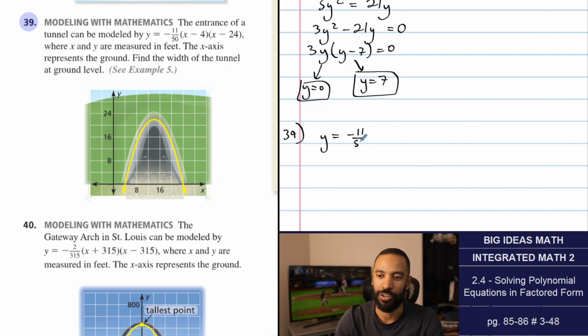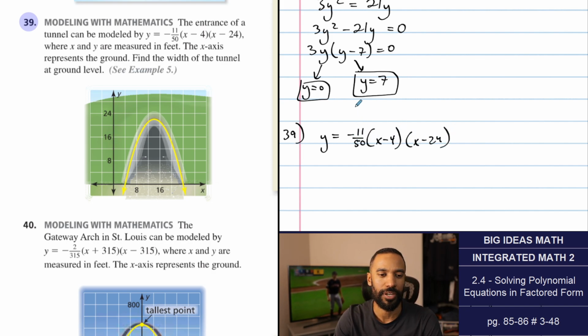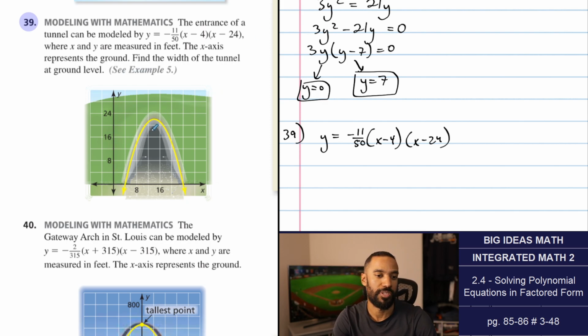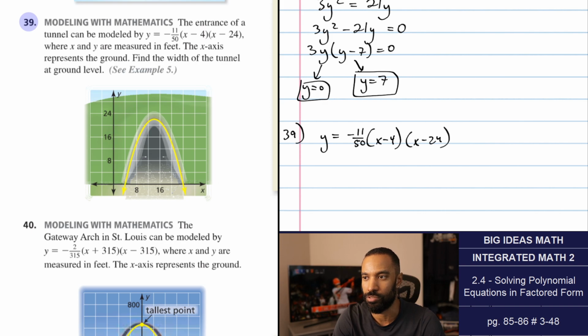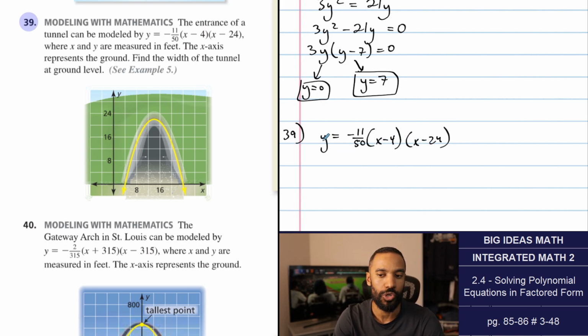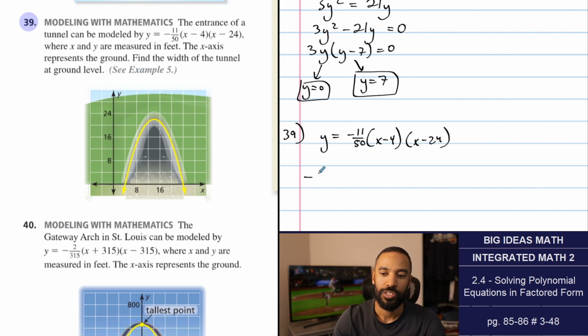Okay, so we have negative 11 over 50 times x minus 4 times x minus 24. You might be wondering why they have such a weird number here. For the sake of the graph, they wanted to go upside down. They wanted a specific vertical compression to say that this tunnel is probably about 22 feet tall, just to make it accurate to tunnels. That's fair and that's fine. But the question is, does the negative 11 over 50 have anything to do with our solutions for x when we plug them in, by the way, I'm going to set y equal to 0. To get 0 out, the answer is absolutely not. It has no bearing on the answer.